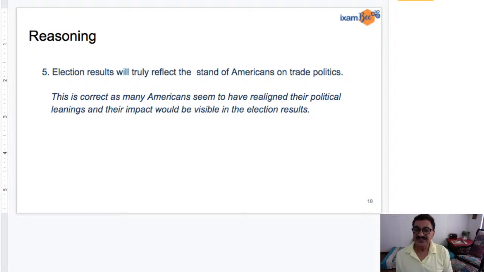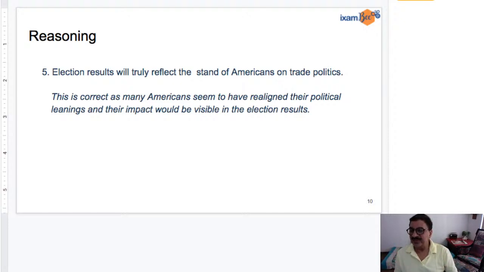Last one. Election results will truly reflect the stand of Americans on trade politics. This is correct, as many Americans seem to have realigned, they have repositioned their political leanings, and their impact would be visible. Those who were anti trade, those who were pro trade, these people have all moved towards one direction, which seems to be the anti trade politics. And therefore, if their stand is going to be what we are getting to feel, then certainly the election results would reflect the stand of the Americans, whether they are supportive of free trade or not.